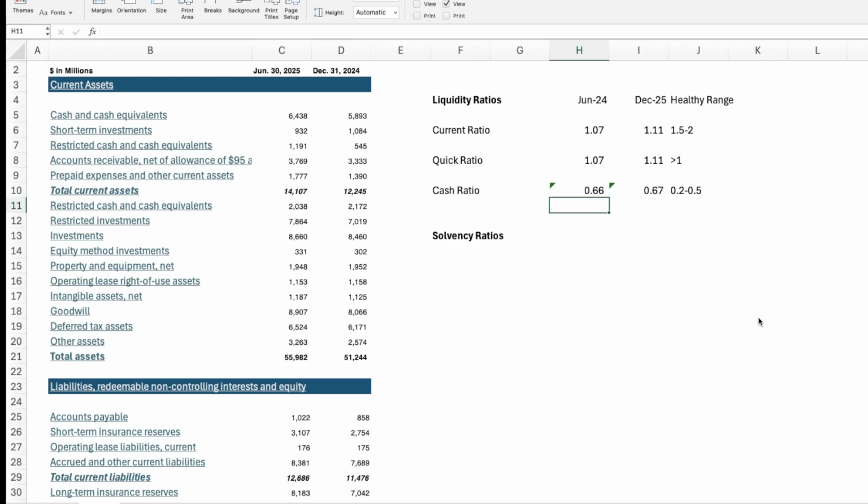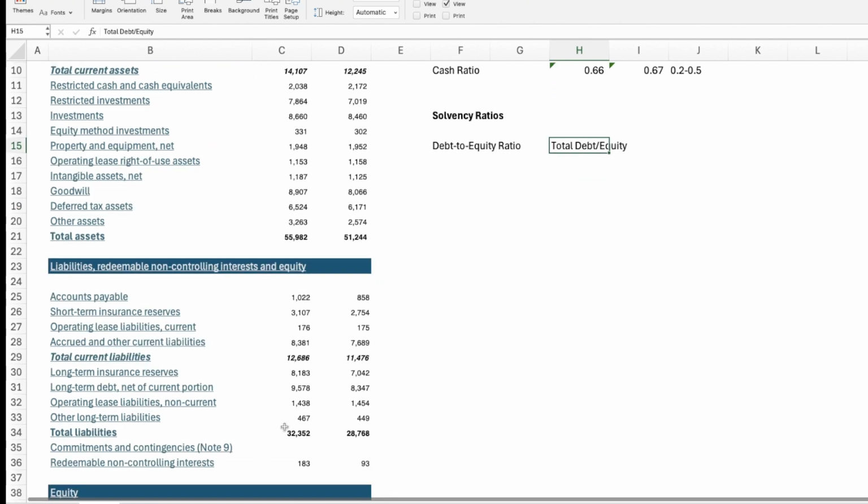Okay, so the first one we're going to look at is the debt to equity ratio. That is the total debt divided by the equity. And total debt does not mean total liabilities. It's an easy mistake to make, to just go, oh great, we'll use this figure. We have to see on here what is interest-bearing debt.